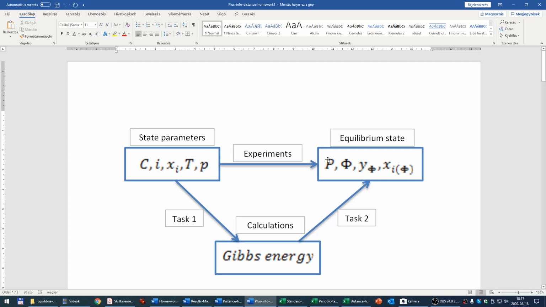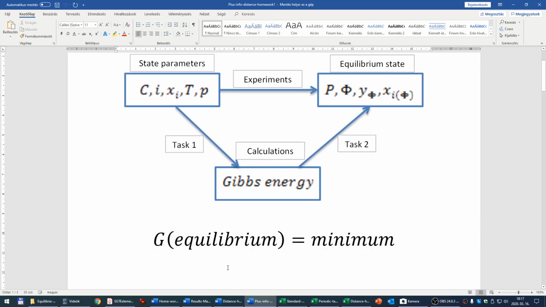And in principle you can run experiments to find the equilibrium state, which is characterized by the number of phases, the names of those phases, the phase ratios and the compositions of those phases, which is the mole fraction of component i in each phase phi. However, this course called Equilibrium of Materials is not doing experiments. What are we doing? We are modeling and doing calculations through the Gibbs energy.